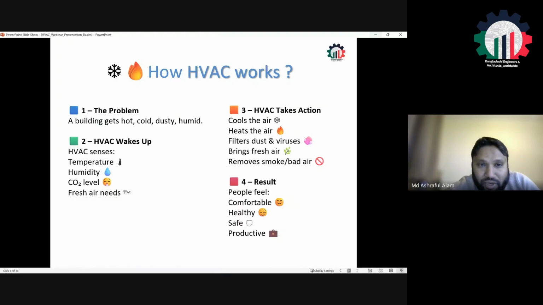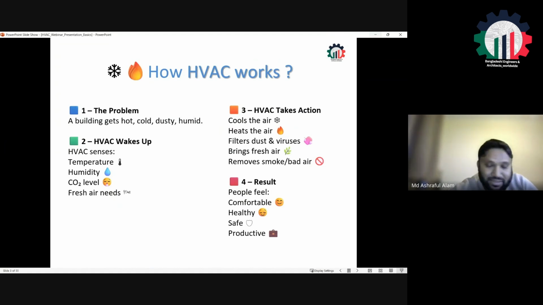So first of all, the problem: a building gets hot, cold, dusty, or humid. So we switch on the HVAC system. What happens when we switch on the HVAC system? How does the HVAC system understand what the requirement is? The HVAC system has sensors which sense the temperature, the humidity, the CO2 level, and the fresh air needs.